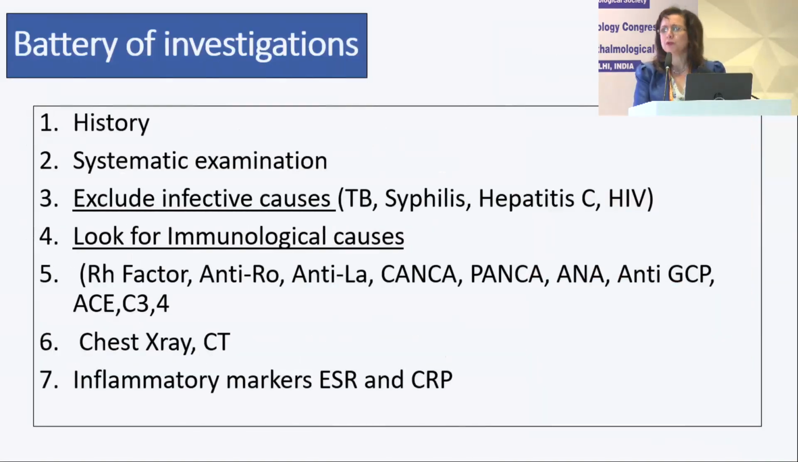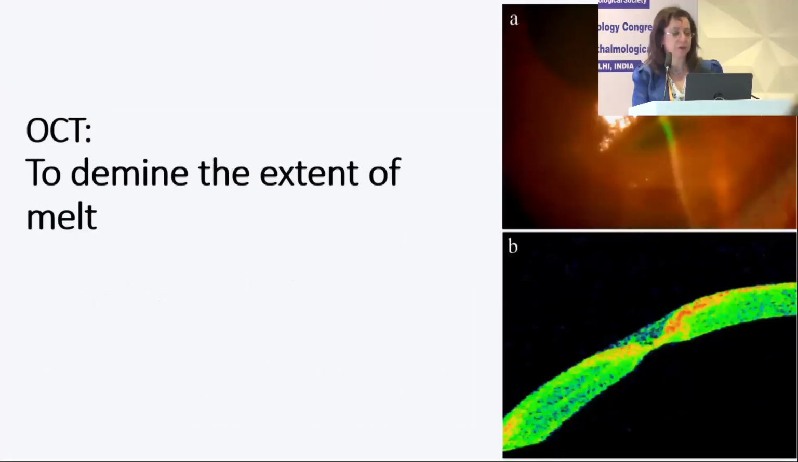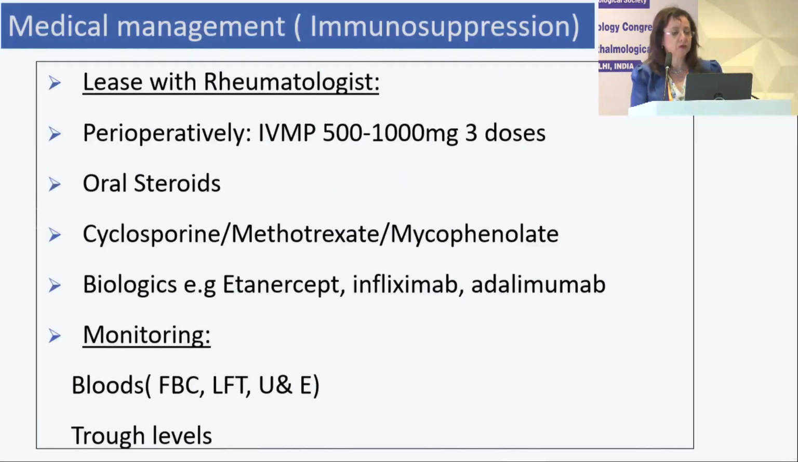So what do you do when you meet a patient with a PUK? It is very important to take a thorough history, do a systematic examination, exclude infection, as we've said, look for immunological factors, don't forget to do a chest X-ray, and look for inflammatory markers. OCT is very helpful to tell you how thick your cornea is, how much thinning there is, and whether you are about to perforate or not. It is really essential to liaise with your rheumatologist, because sometimes it's difficult to get them on board. They always say if the joints are fine, then the patient is not one of our patients. So you have to have serious talks with the rheumatologist.